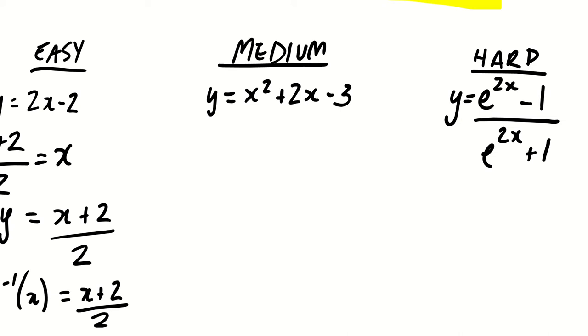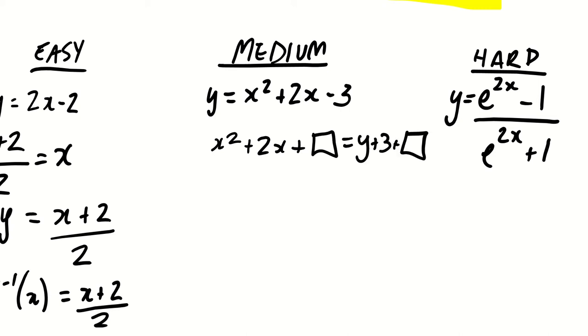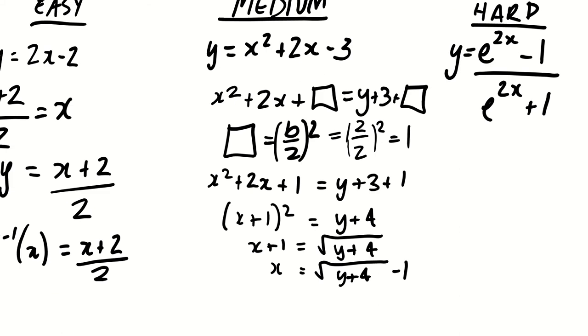Bring your constant to the other side. And I use the plus box notation, which is then going to have y plus 3 plus box. So plussing box on either side. And remember, where box is equal to (b on 2) all squared. So I'm just going to go ahead and clean this up a bit.